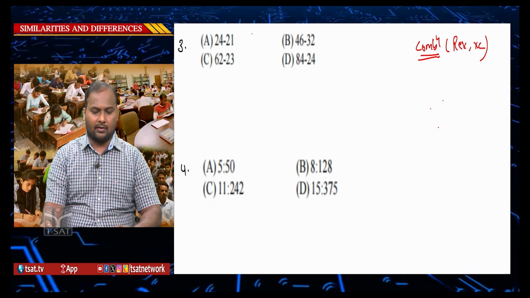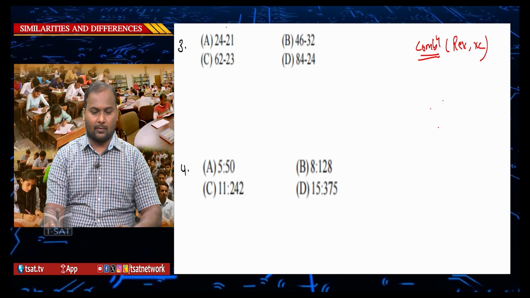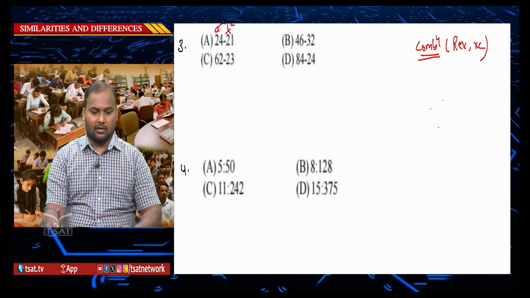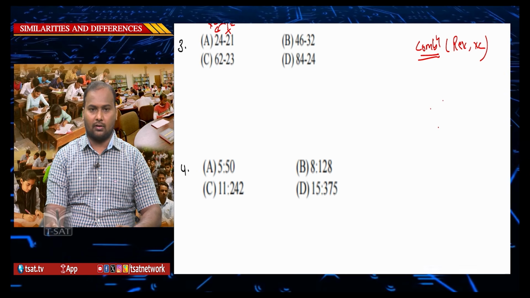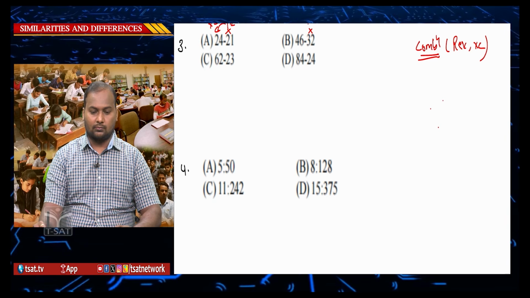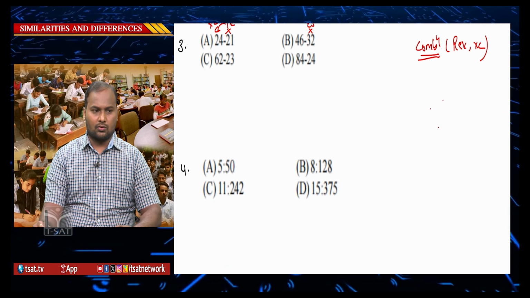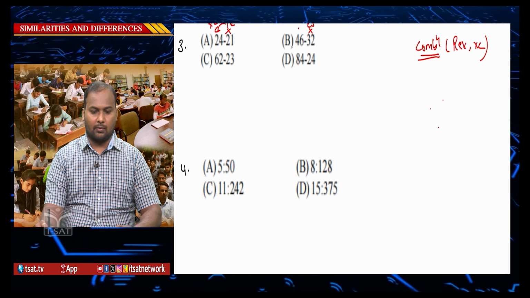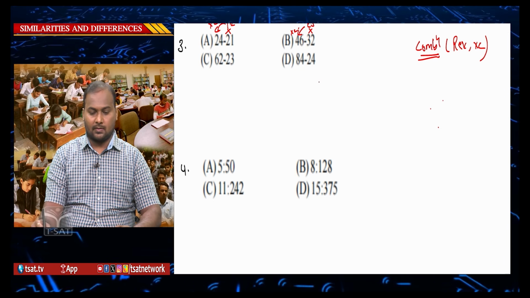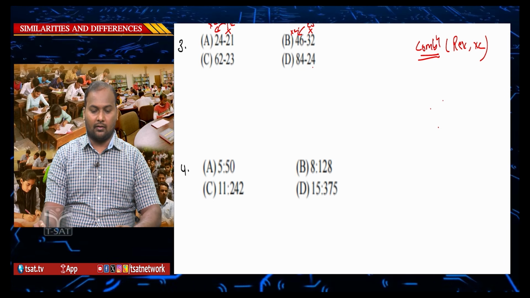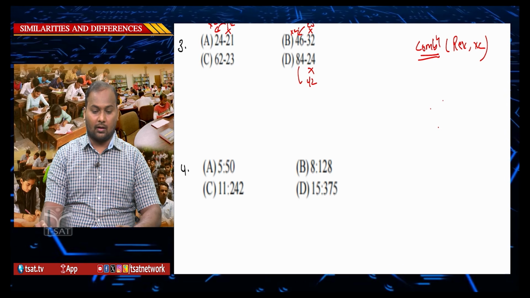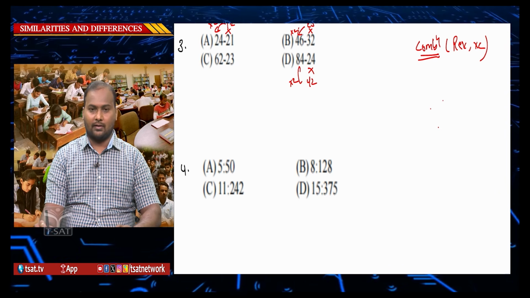So let's try to apply this here. For example, I have 21. Reverse this 21 and you get 12. 12 multiplied by 2 is 24. In the same way 32: reverse this 32 and you get 23. Once you get 23, multiply by 2 again and you get 46. In the same way, you have 24. Reverse this 24 in option D and you get 42, and multiplied by 2, it is 84.